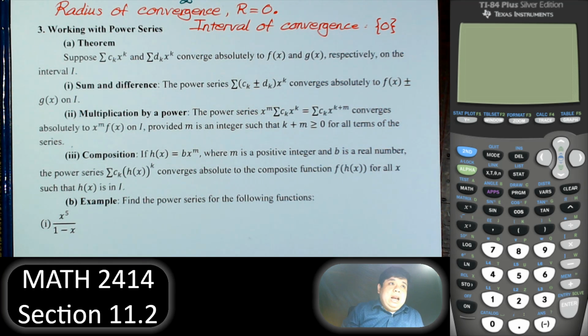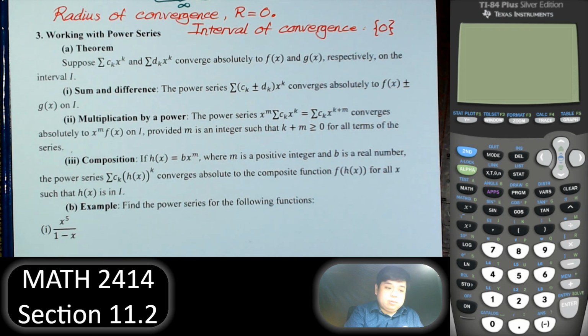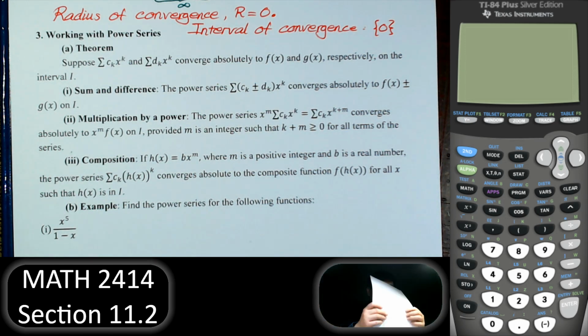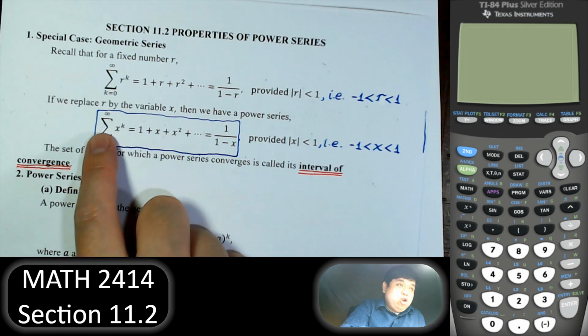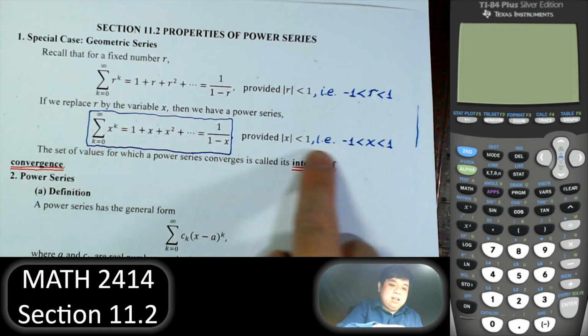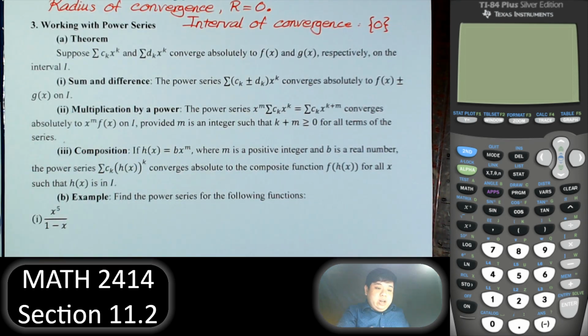Now let's do some examples. Find the power series of the following function. What can we do here? Go back to the first part of the section. By the geometric series, we're going to have the following, but only for x between -1 and 1.